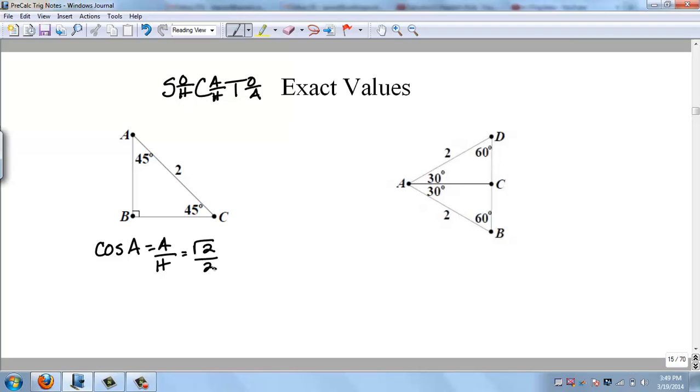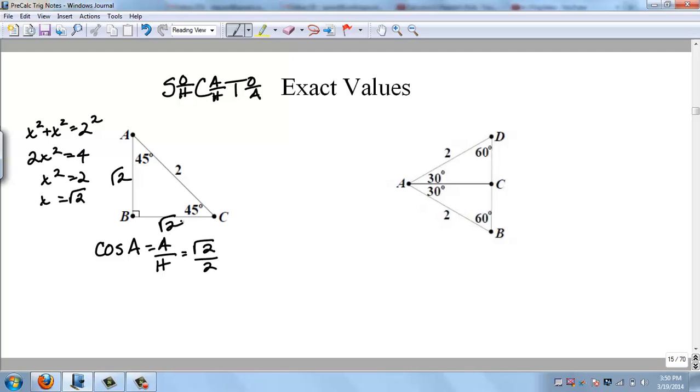And you're like, well, where'd you get the radical 2? Well, if this is 2 here, and I need to find what these sides are going to be, I would have to say, okay, x squared plus x squared has to equal 2 squared. I have 2x squared equals 4. X squared equals 2. Take the square root of that. X is radical 2. So this is a radical 2 here, and this is a radical 2 here.